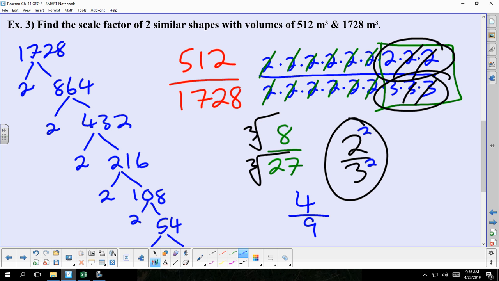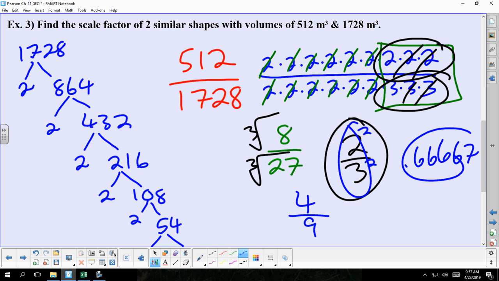Could I just go ahead and, let's see in our calculator. What if I took 512 and divided it by 1728, and then I took the cube root? I end up with 0.66667, right? Is that the same as 2/3? Yes. So you can take the cube root if you divide it, and also find the scale factor with your calculator.